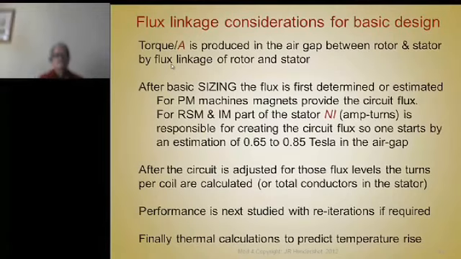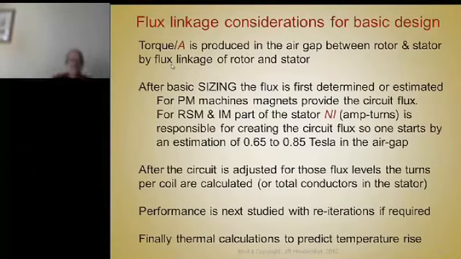So flux linkage is what it's all about. The torque per amp is produced in the air gap between the rotor and stator from the flux linkage between the rotor and stator. And so what that means is that after you've sized the machine, the first thing you've got to do is figure out how much flux you've got. And with a PM machine, you do that by picking a magnet and estimating what the load line is. In other words, the ratio of the air gap to the magnet thickness, and we'll go over that in detail. That determines the flux density from that magnet in the circuit. You multiply that times the magnet area, and that gives you the flux. So you've got the flux.